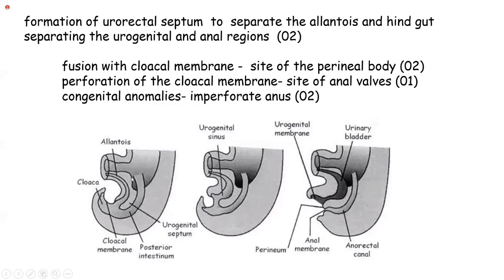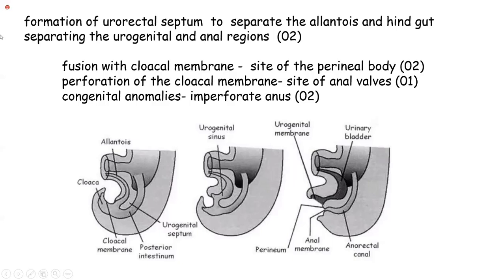Then you have to mention the formation of this septum, how this common sac and the tract will be separated into two, right? Formation of the urorectal septum, which comes up and fuses with the cloacal membrane, and the point of fusion forms the perineal body. And the two tracts will have two separate exits, right?